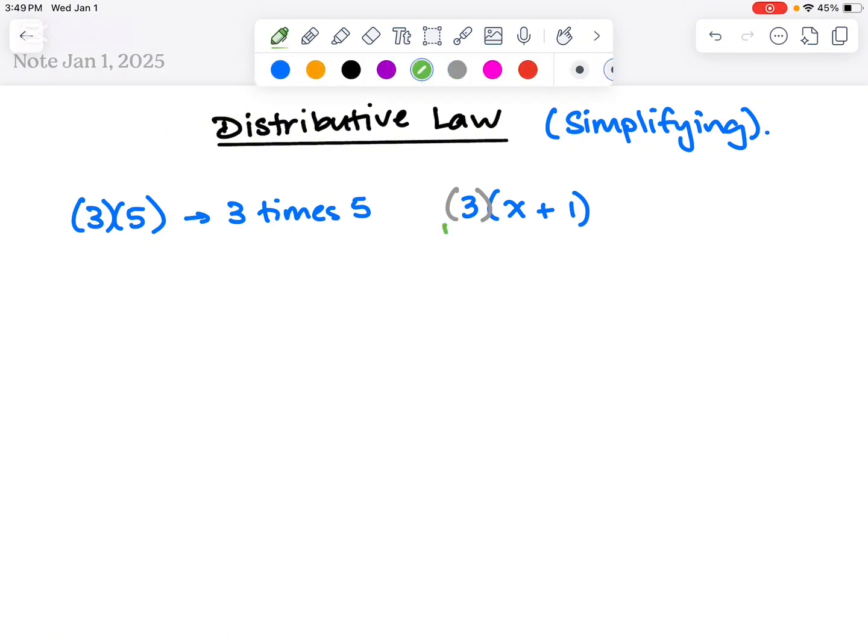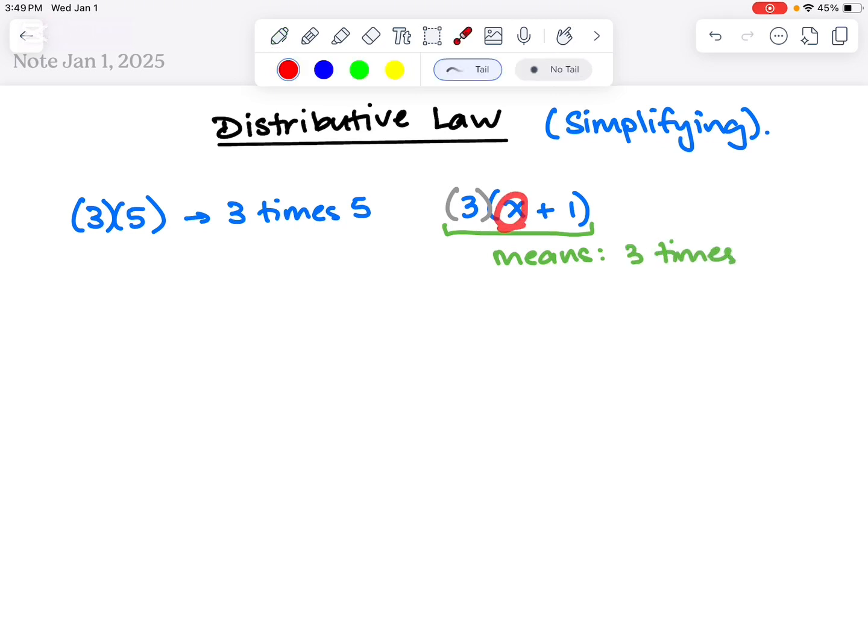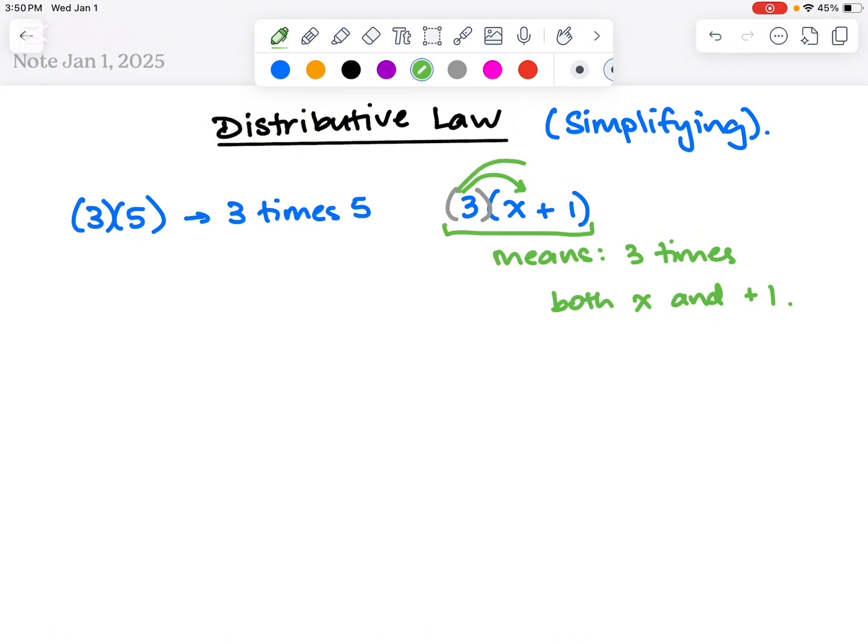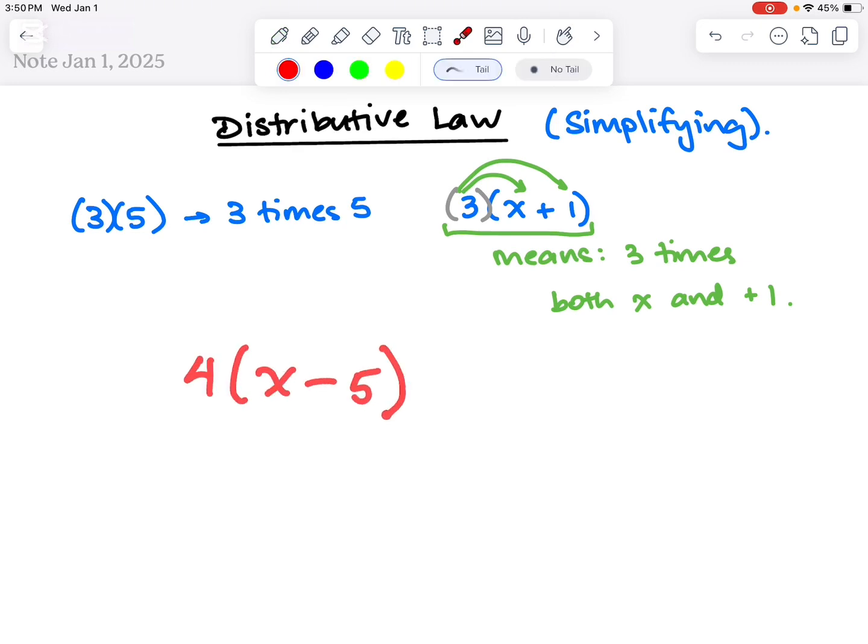So that tells me that this here means 3 times, and it's not just going to be 3 times the x or 3 times the positive 1, it's 3 times both of them. 3 times both x and positive 1. So we often use arrows to show that we're going to take that 3 and multiply it to the x, and then take the 3 and multiply it to the 1. Okay, so again, hopefully now when you see questions like this, you're not memorizing what to do, but you can decode the math as 4 times that, because we know that brackets mean times.